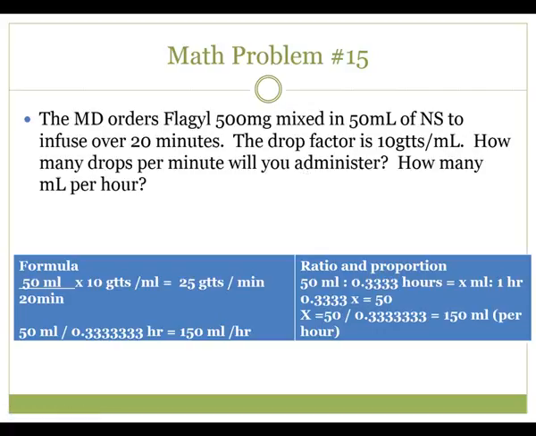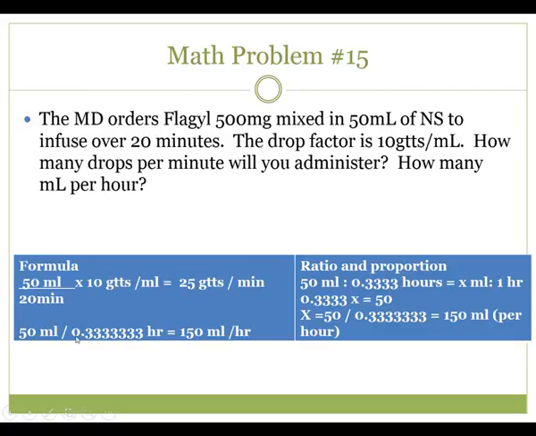MD orders Flagyl, 500 milligrams mixed in 50 mils of normal saline to infuse over 20 minutes, drop factor of 10. So I would have to change that 20 minutes to hours. So I would have to put my 20 over 60, and that comes out to 0.3333333, lots of threes. So I could stick that into my formula if I wanted to use that for hours. So for my drop factor formula, I would say 50 mils over 20 minutes times my drop factor, which is 10 drops per minute, gives you 25 drops a minute.